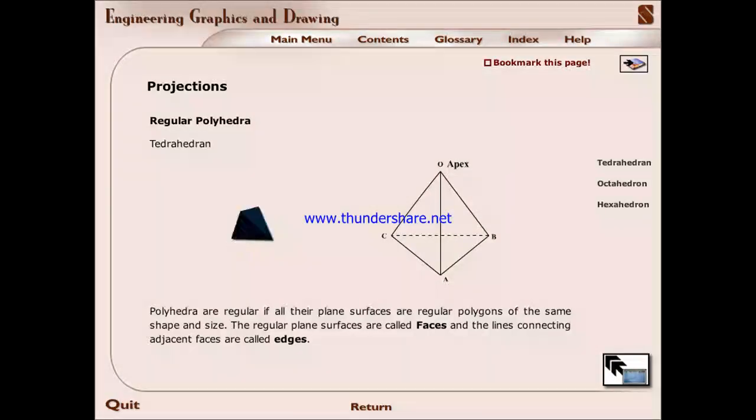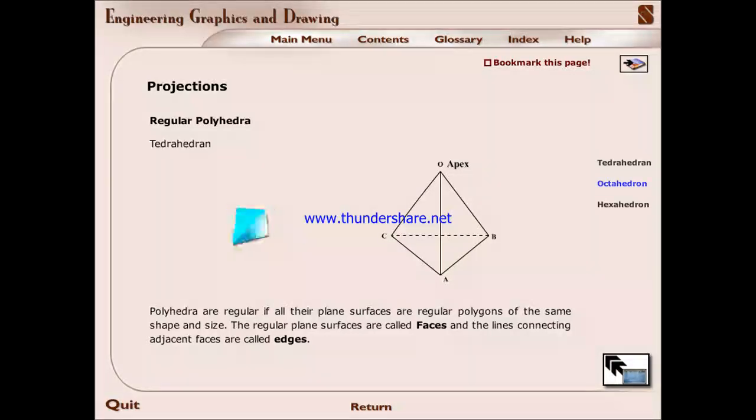Polyhedra are regular if all their plane surfaces are regular polygons of the same shape and size. The regular plane surfaces are called faces, and lines connecting adjacent faces are called edges. Here, apex O, CAB or ABC. Here, this is a tetrahedron.